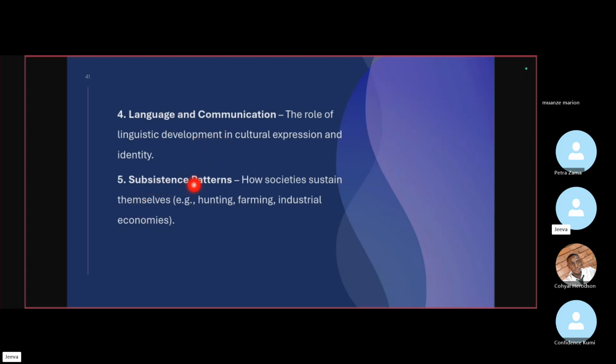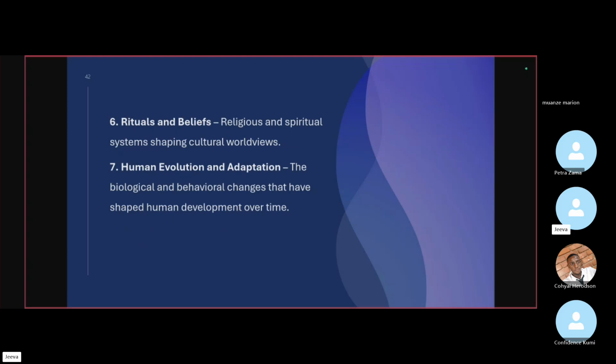Then subsistence patterns, like how a society sustains itself. There are people living in the forest region who live by hunting as their earning. Then there are people who are almost middle class who have farming as their earning. Then there are people working in urban areas, in an industrial setup, and they earn that way. So that is what subsistence pattern is: how different societies sustain themselves by hunting, by farming, or by working in industrial economies. All this comes under anthropology.